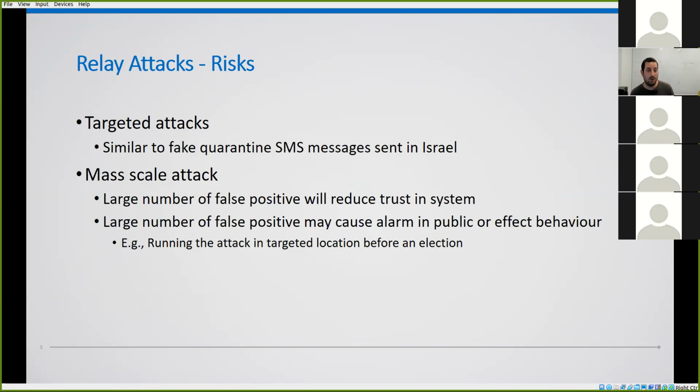And here we have several options. For example, if we have a large number of false positives, it's basically going to reduce the trust in the system, and the system will not be useful anymore. And it can also cause alarm in the public or affect behavior. For example, this type of attack might be done in targeted locations before elections to try to motivate specific people not to go and vote. And this is something that, at least I feel, is a really major concern.